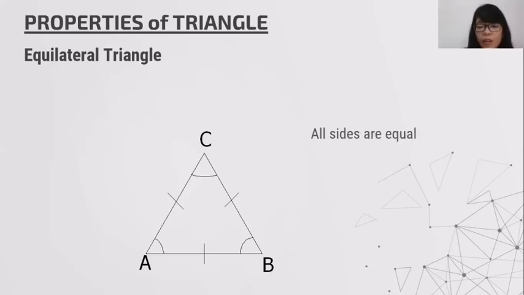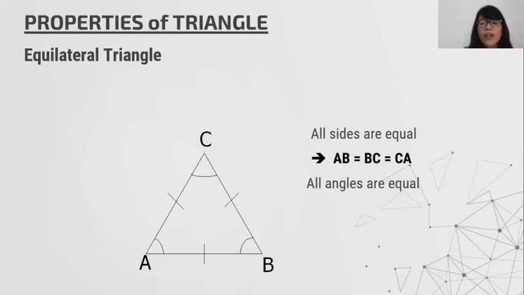Okay, let's check the properties of equilateral triangle. All sides are equal, as I told you before. What sides are equal? Of course, all of them. AB equals BC and equals CA. And then second property, all angles are equal. So if all sides are equal, then all angles are equal as well. So which angles? Angle A, angle B, and angle C.